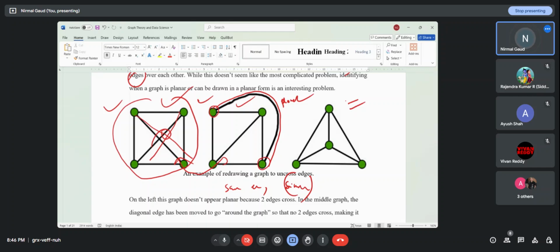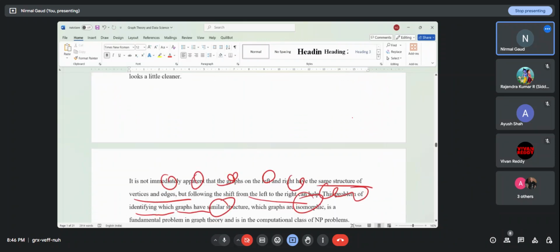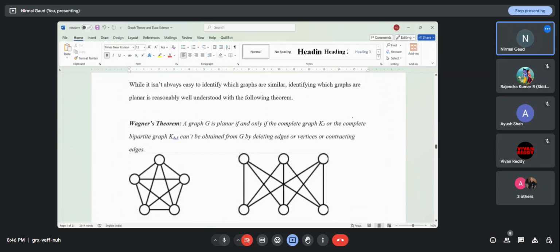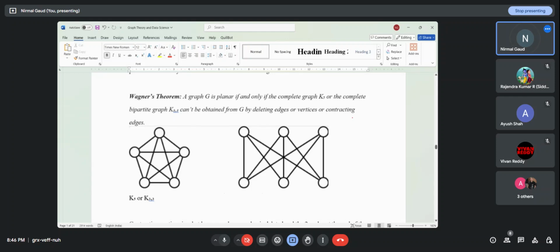Here also, if you see, again four vertices are there. But there's a difference between these two, and in this one, at this vertex, you are connecting three edges. So they have different structures. Now, there is a theorem, Wagner's theorem.